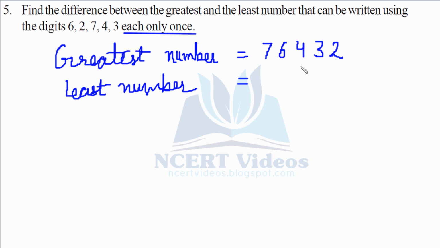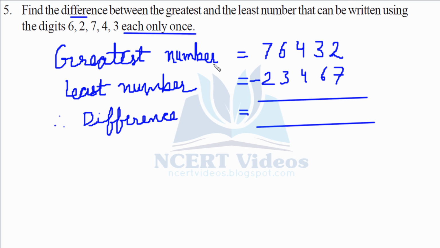Least number, we will just reverse the pattern, that is 2, 3, 4, 6, 7. Now we are asked to find the difference. So difference is nothing but subtraction of both the numbers, smaller from the larger. That is what we are doing here. So 12 minus 7 is nothing but 5, and here it would be 6.